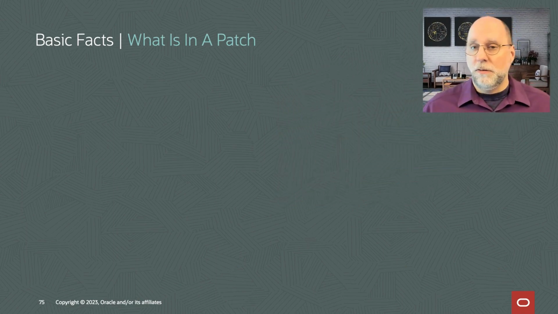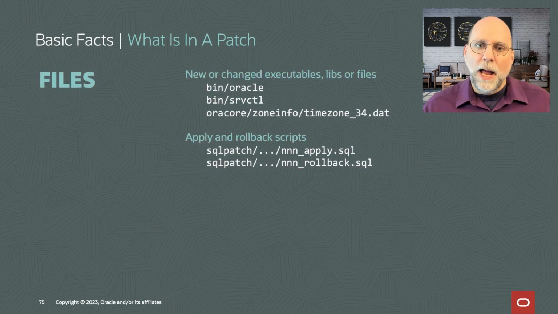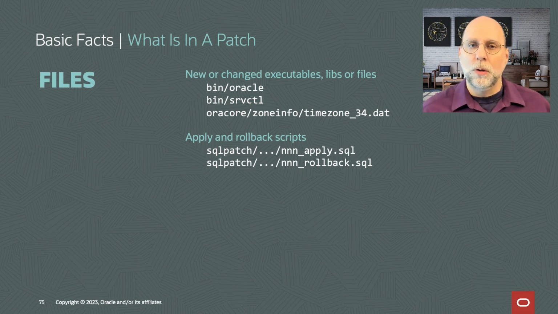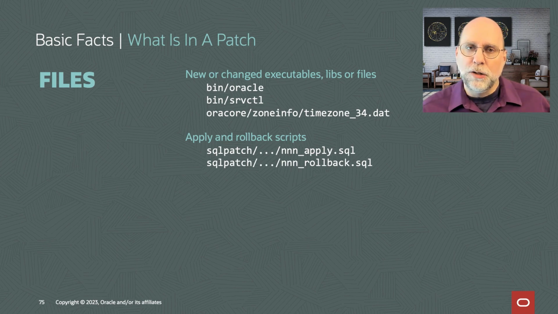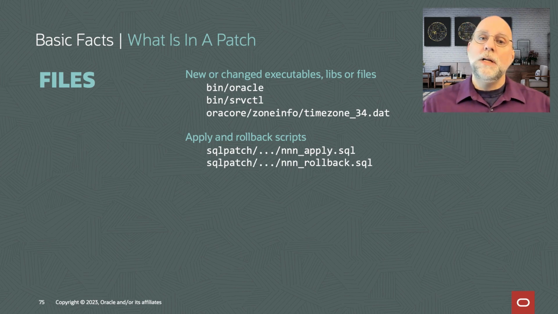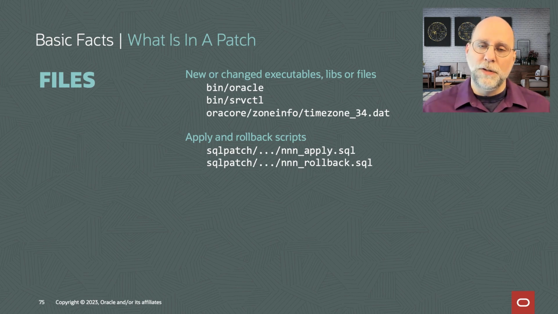Well, a patch is a bunch of changes to your database, and those changes come to you as a set of files. Some of those files are binaries, for example, that might have to be placed in your Oracle home because they update the features and functionality that come with the Oracle executables. But also, as part of a patch, you get apply and rollback scripts. Those are the scripts that take the actions to actually apply the patch to your database. Or if you do need to remove the patch or roll it back, you have a script to do that as well.